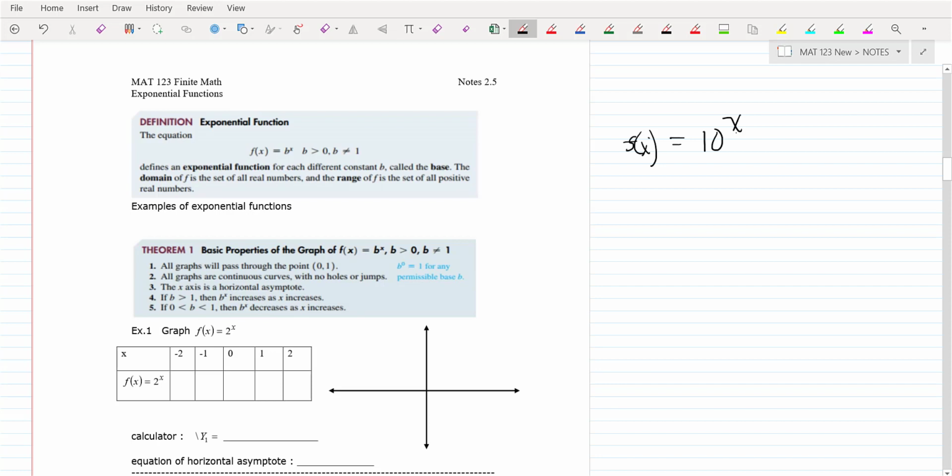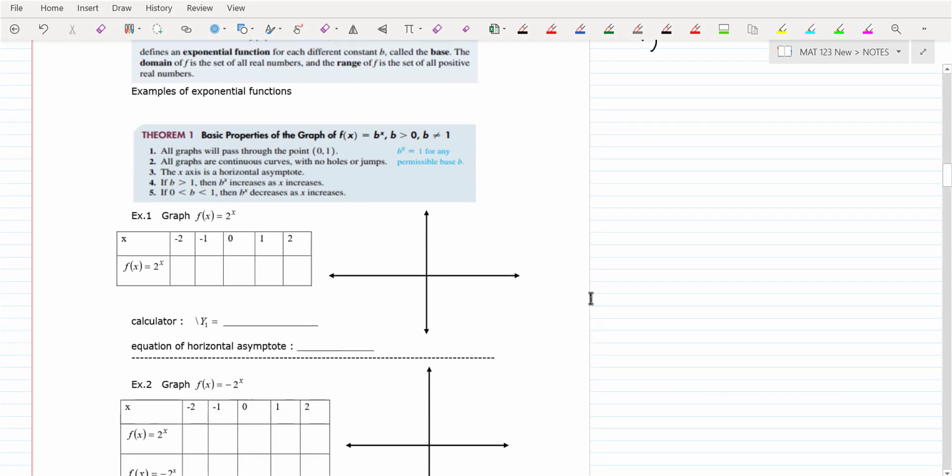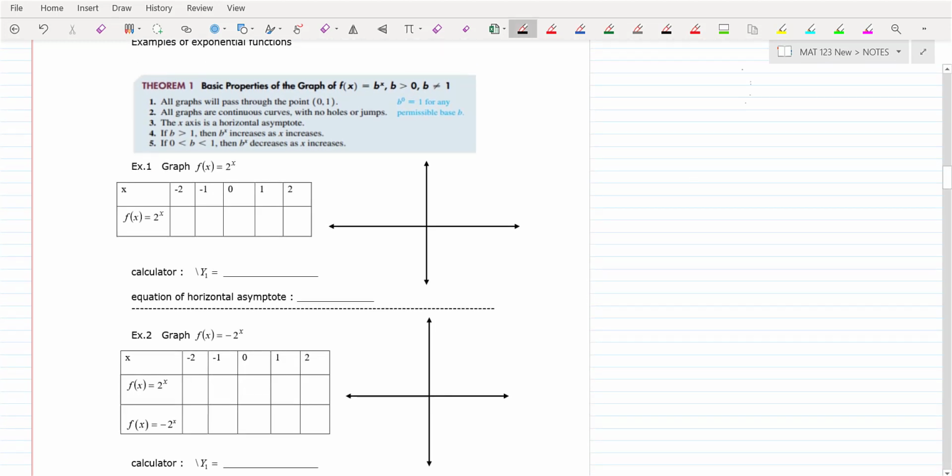We'll keep it simple in this class, just any number to the x power. Without going through all these details, none of this will make much sense to you until we go over specific examples anyway. So we're going to graph these two things, first without the calculator, then with the calculator.